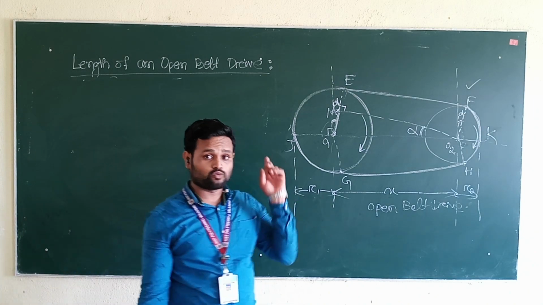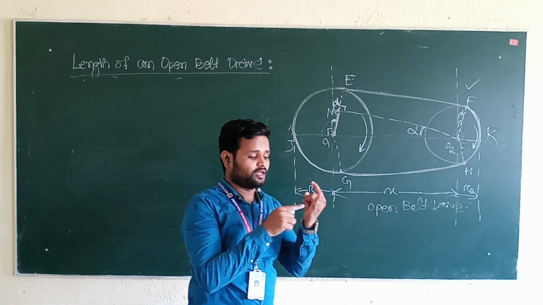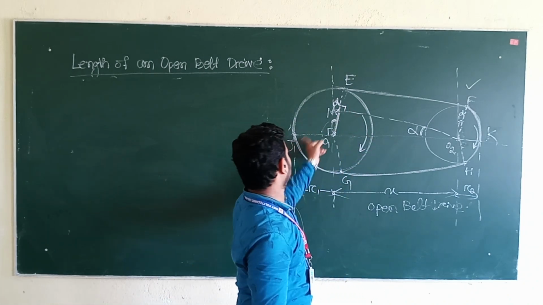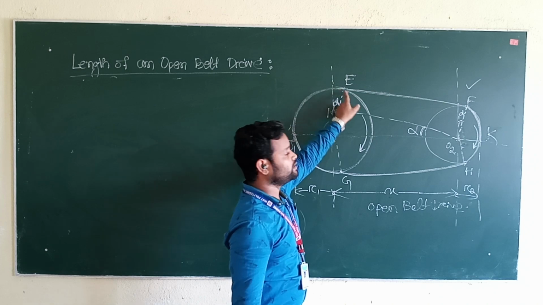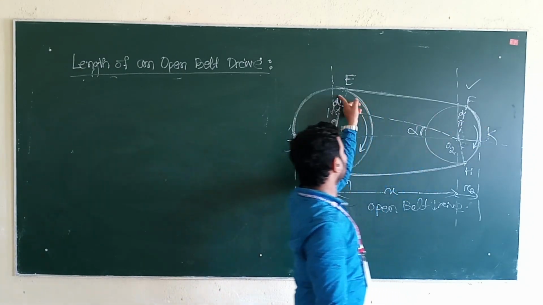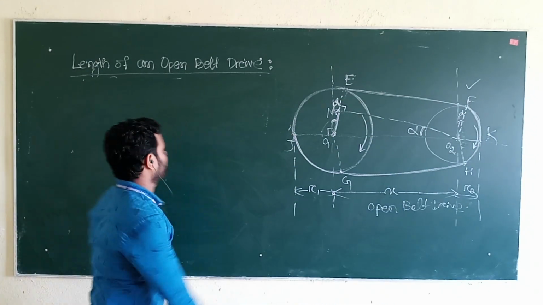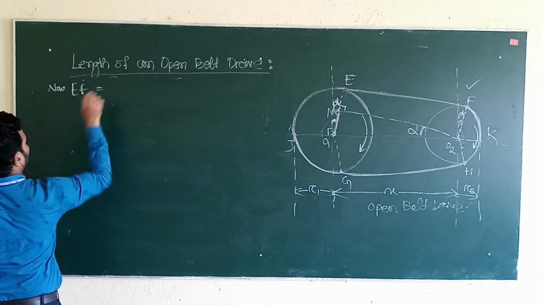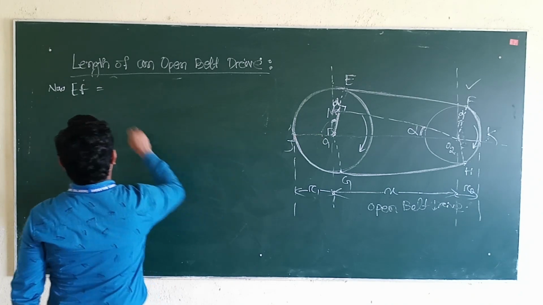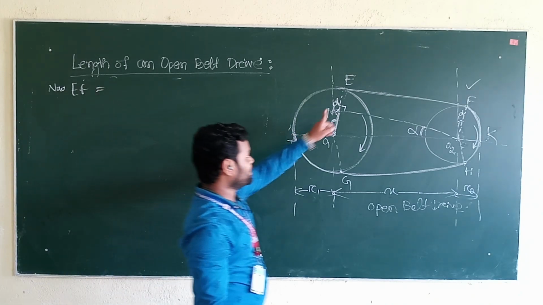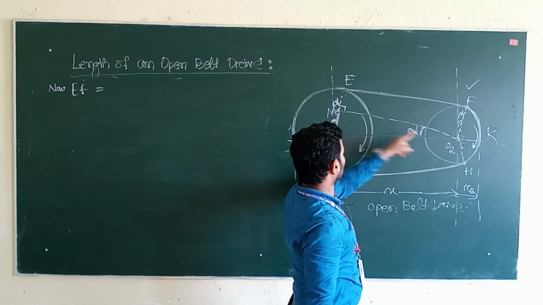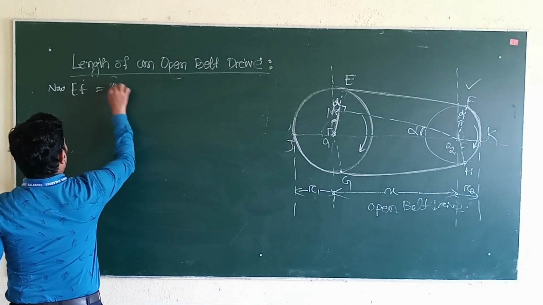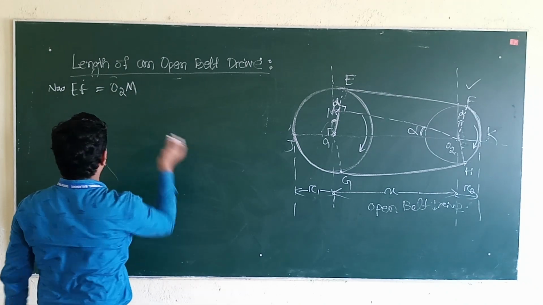So in equation 1, after RJE and RFK, we have calculated RJE and RFK. Now we will calculate EF. EF, we know, is parallel to O2M, so in place of EF we can write O2M. We know that O2M is equal to EF.